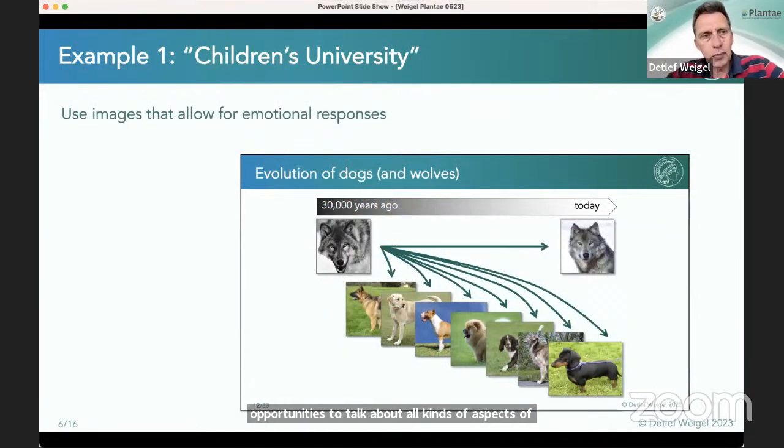Similarly, I like to employ images that allow for emotional responses. So talking about evolution of dogs and wolves, obviously, when kids see this, they will immediately respond to this. And as scientists, we often think that emotion has no place in what we do, but I think we're really kidding ourselves if that's what we are trying to do, to take emotion out of everything we do. We are humans, and so I would say let's embrace it rather than trying to avoid it.